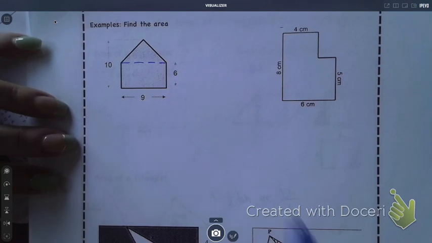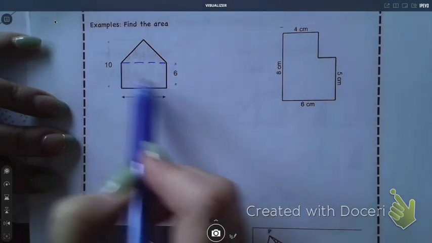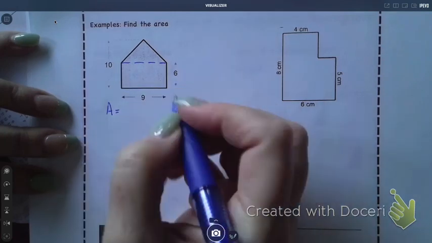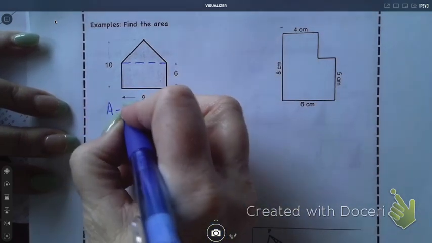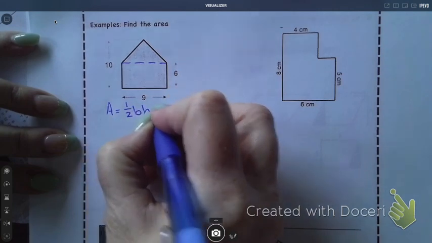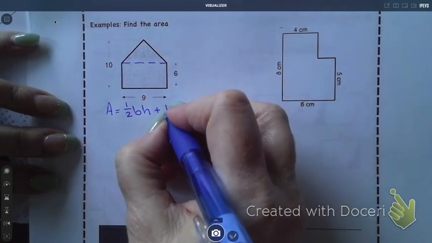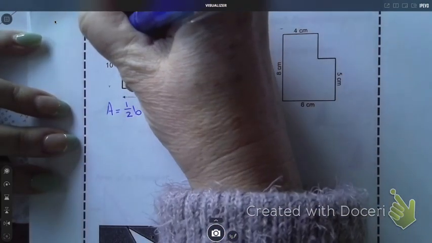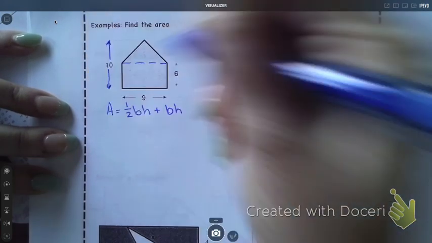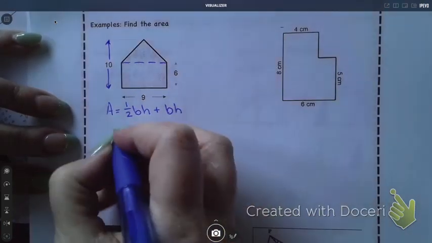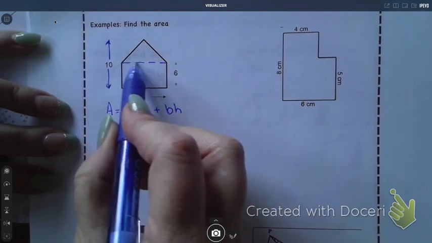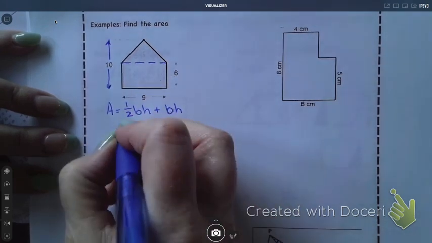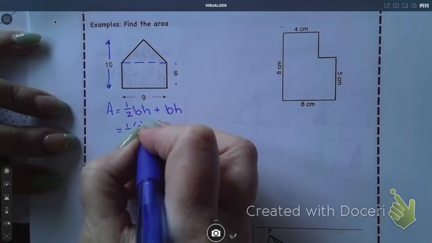Find the area. If I find the area of this and the area of this, what do I do with them? Add them. So my plan is going to be the area equals, well, the area of a triangle is what? 1/2 base times height, plus the area of a rectangle is base times height, or length times width, either one. You see that this 10 goes all the way from the top to the bottom? Okay, so what's the base of this triangle? 9. Because if it's 9 down here, is it the same up here? Yes. So it's 1/2, 9. And what's the height?